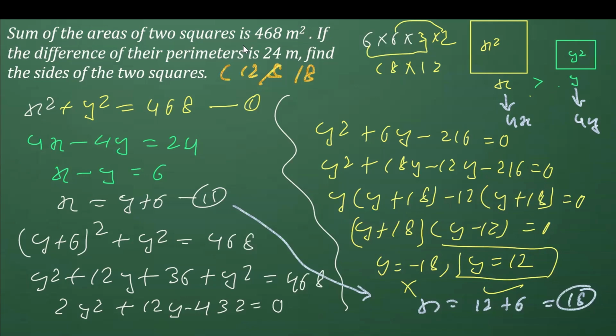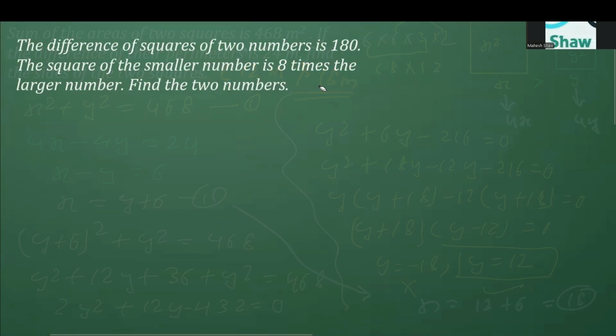But you have to write it in centimeters. No, it's meters. So you have to write 12 meters and 18 meters as the final answer. That's 12 meters and 18 meters. That's how we will do this question.